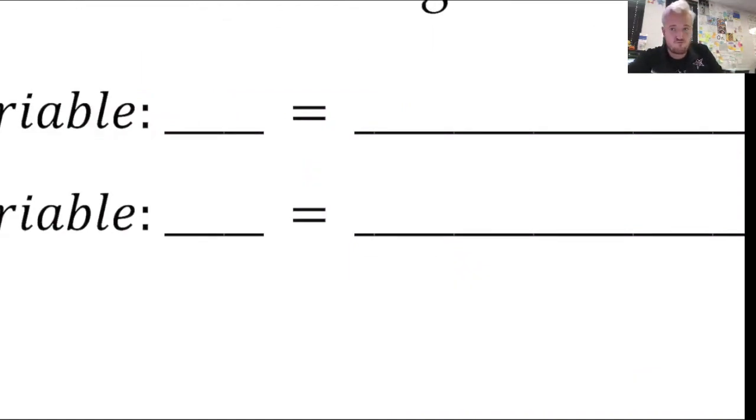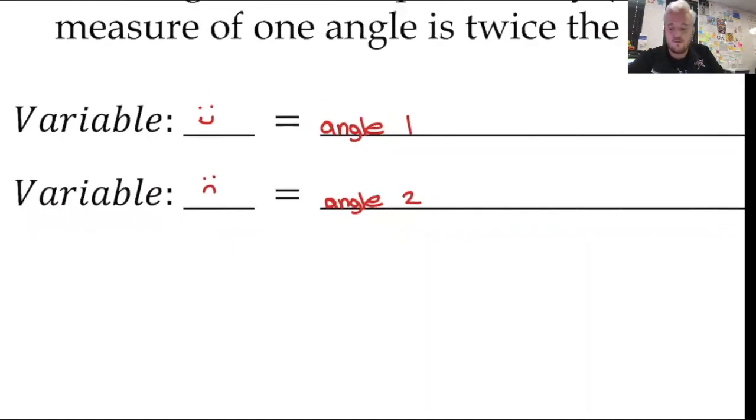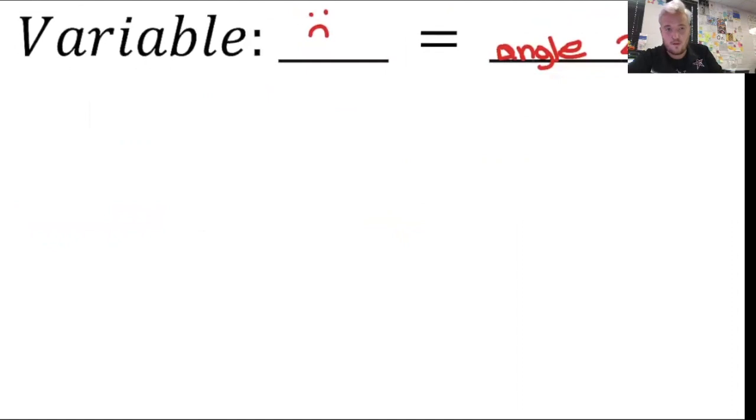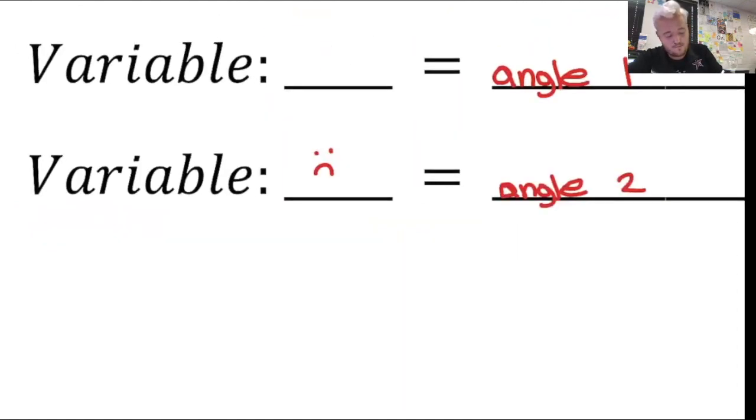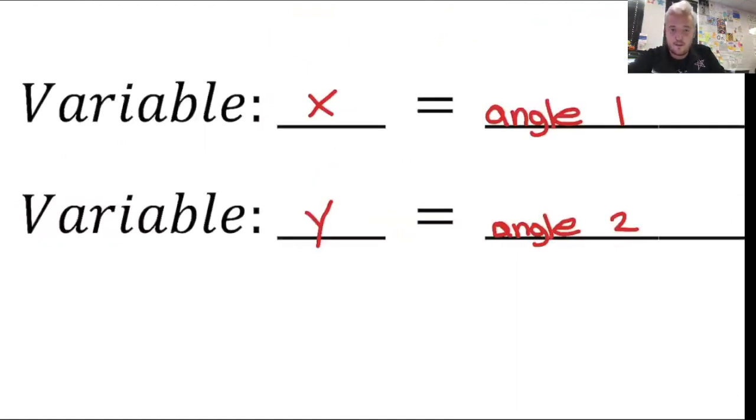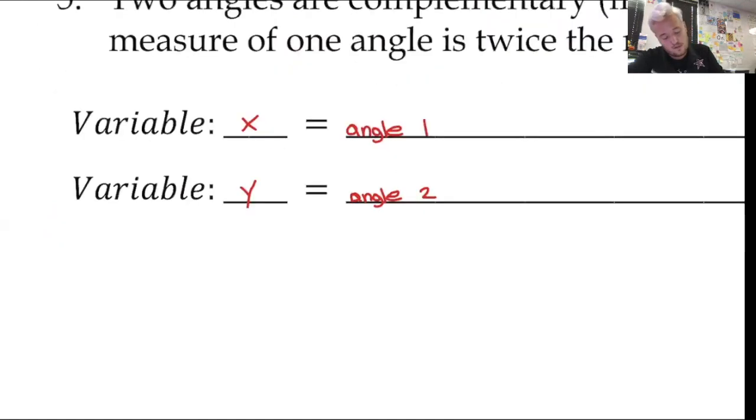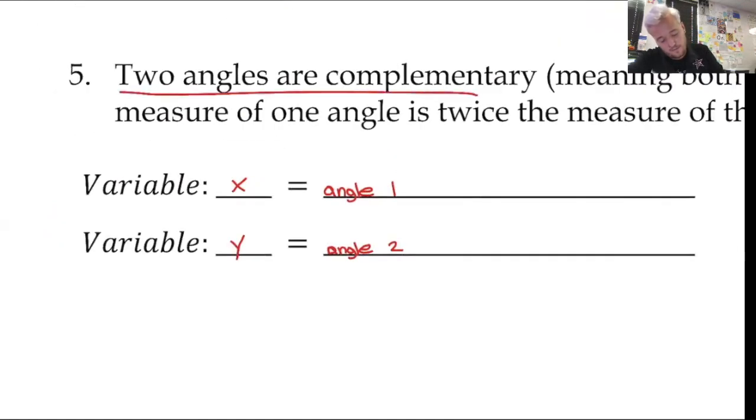So angle 1 and angle 2. All right, so I'm just kidding. I won't do that. I'm gonna confuse myself if I do that. X and Y. So we're looking at the different angle measures. So let's see, two angles are complementary. So my first equation here is going to be x plus y equals 90.